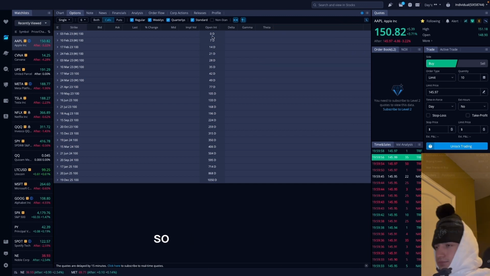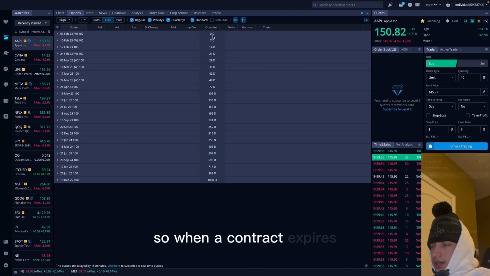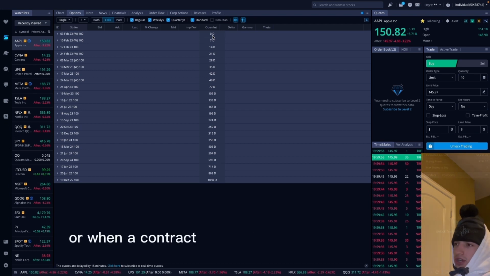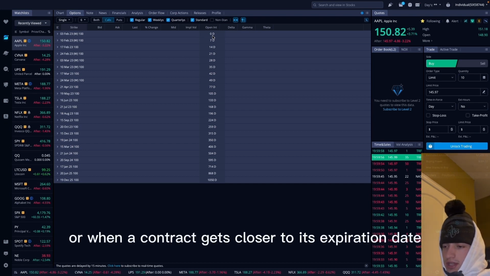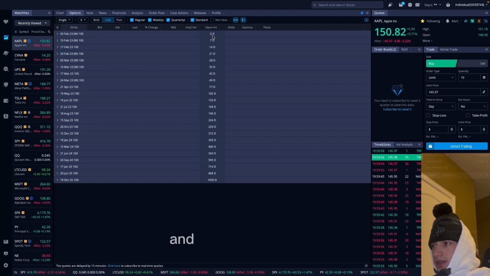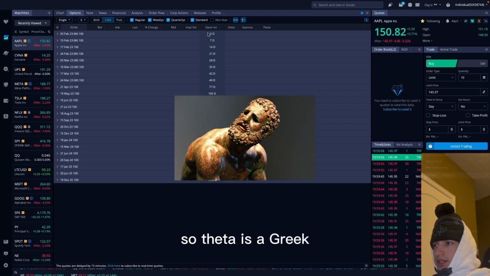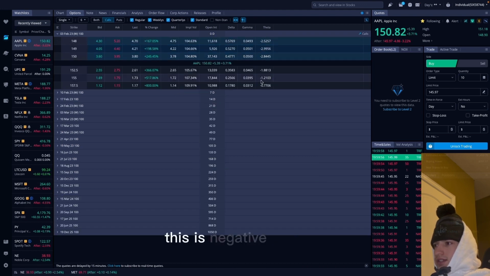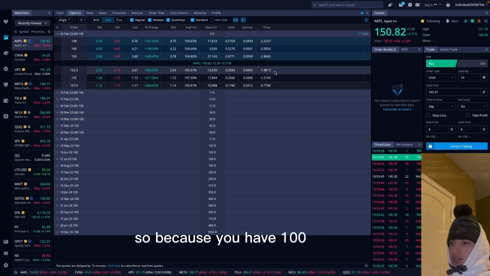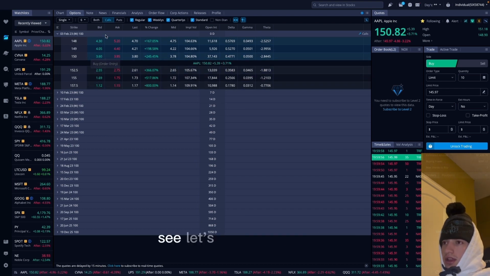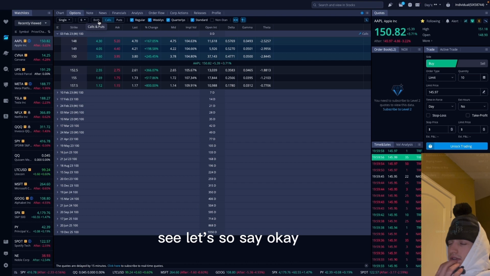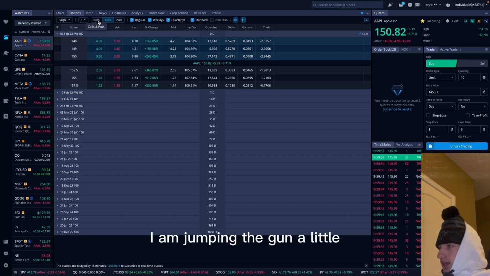So when a contract gets closer to its expiration date, it decreases in value, and that's called theta. So theta is a Greek. If you look at it, this is negative 1.2 times 100, because you have 100 shares. Okay, I am jumping the gun a little. I will slow down.